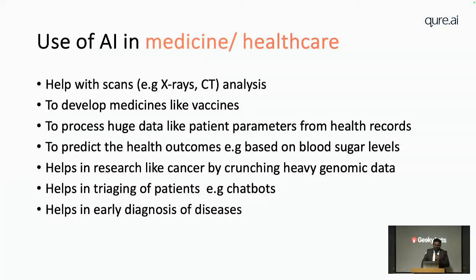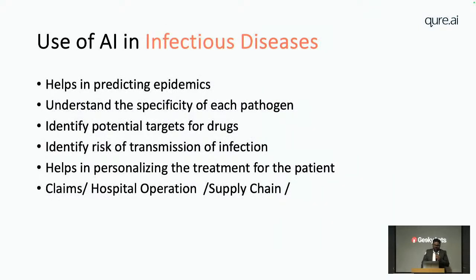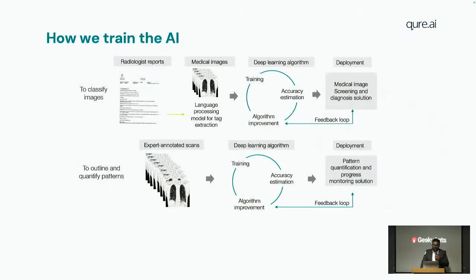And there is triaging of patients with the help of chatbots and early diagnosis of disease. We have a lot of scope for AI. And just repeating, there is personalizing treatment, hospital operations, identifying potential targets for drug sensitivity tests, epidemics, a lot of things. Healthcare is very vast, and there is a lot of scope for AI in healthcare.